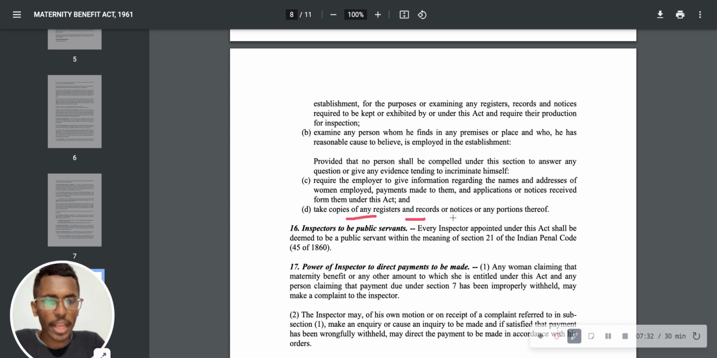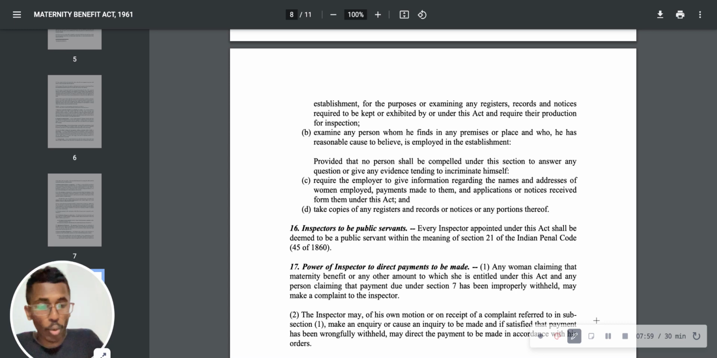Take copies of any registers and records of notices or any portions thereof. So you can take copies of the registers and records, and you can go ahead and check at any point of time. Section 16. Inspector to be public servant. Every inspector appointed under this Act shall be deemed to be a public servant within the meaning of section 21 of the Indian Penal Code. So remember, under section 21, every inspector appointed by the government should be a public servant.